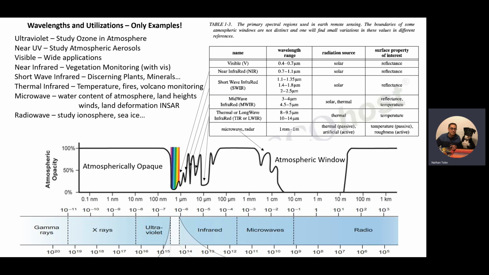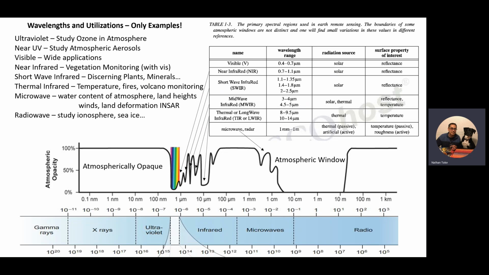Microwaves can be used to monitor atmospheric water content, which means that the atmosphere is pretty opaque to microwaves, but therefore we can learn about what's going on with the atmosphere.